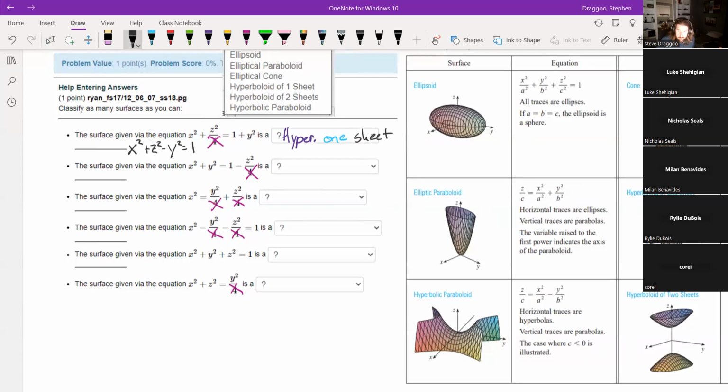All right, all that to get just the first answer. I promise the rest will go faster. The next one down, I think we can see if I just added that z squared to the other side, all 3 variables would be positive, meaning that's an ellipsoid.